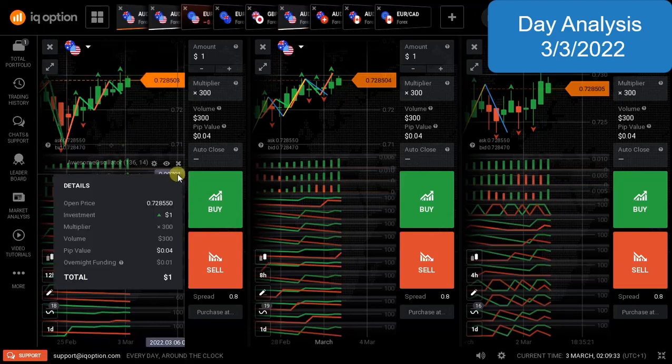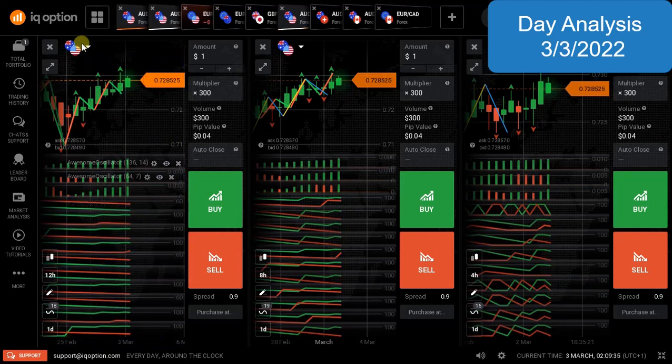Okay, so this is our Aussie USD. Now what do you have here?